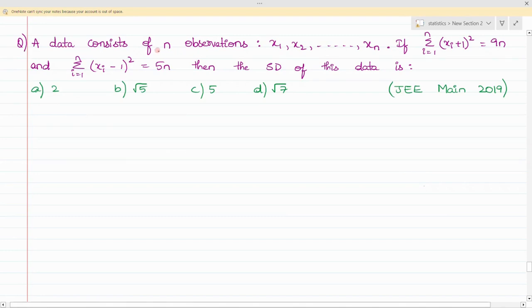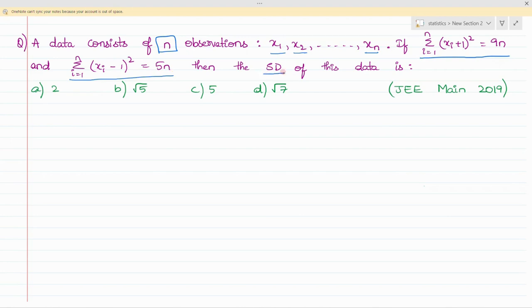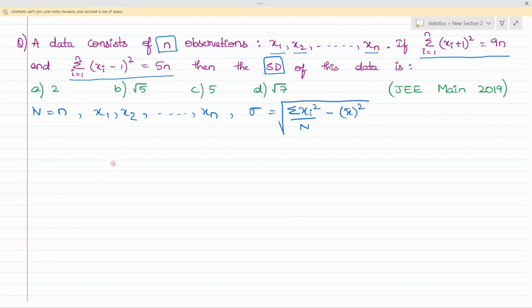In this question there are n observations, those are x1, x2 so on till xn. If these two conditions are given, we need to find the standard deviation of this data. So the total number of observations is n, and the data is x1, x2 so on till xn. What will be the standard deviation formula? It is sigma xi whole square upon n minus mean whole square, and this all comes under the root. But these equations are given, so let's use this.